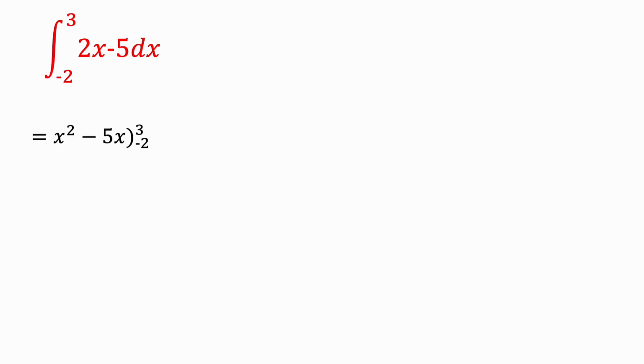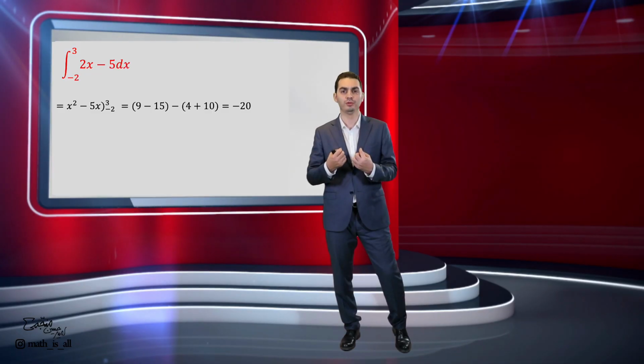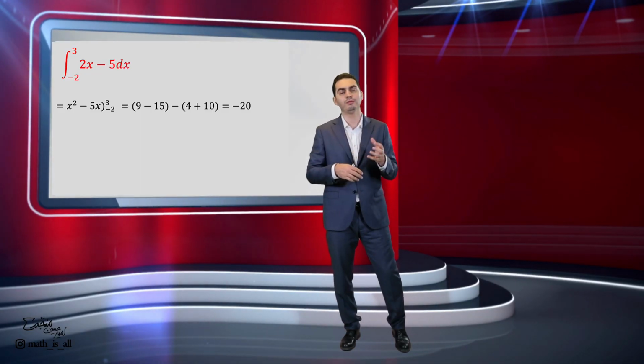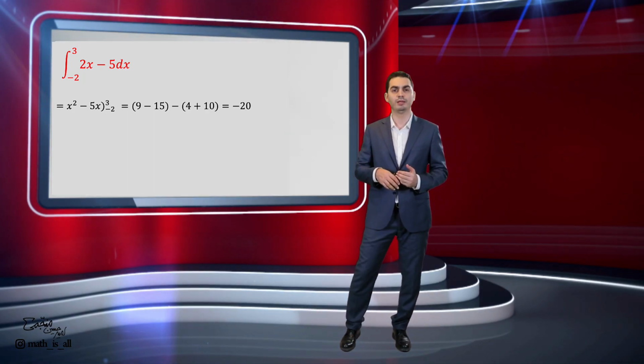Okay, the rule says that we must integrate this first. We have 2x minus 5. You should already be able to calculate this integral easily. So according to the rule, the antiderivative becomes x squared minus 5x. Now, what does it tell us to do? First, substitute the upper limit. That gives us 9 minus 15. Then minus. Now substitute the lower limit. That gives us 4 plus 10. So what is the final answer? What does -20 actually mean? It means that the signed area between this line and the x-axis is -20.